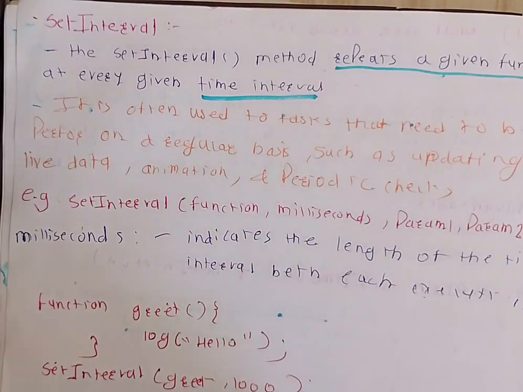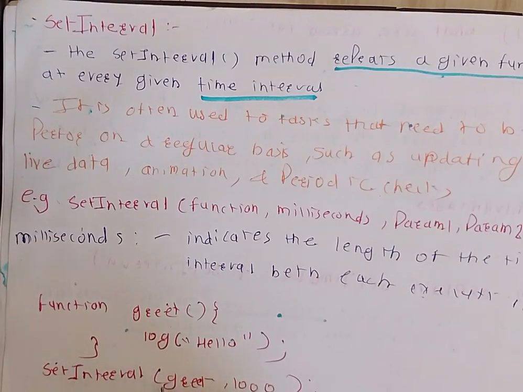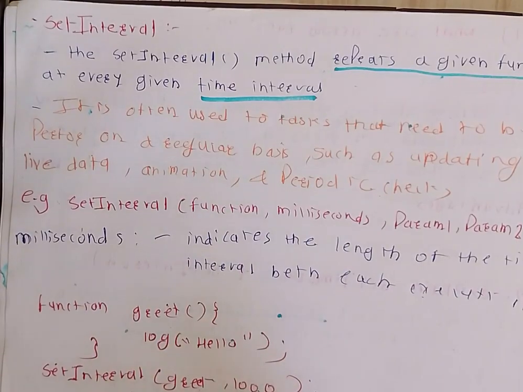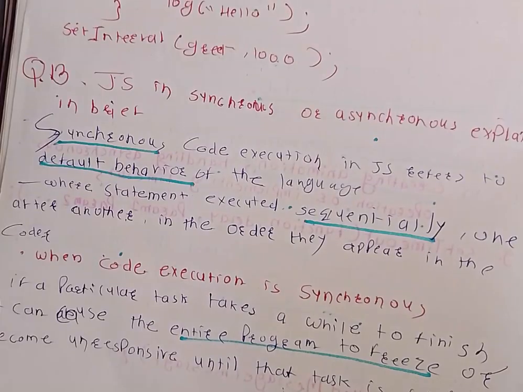We can see here the function we just declared, and with setInterval we are calling the function, and by providing this delay time or interval time, it will be rerun after 1 second. This is the syntax. And next one is: is JS synchronous or asynchronous?